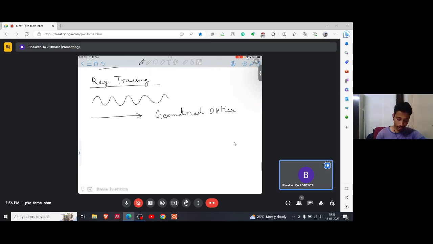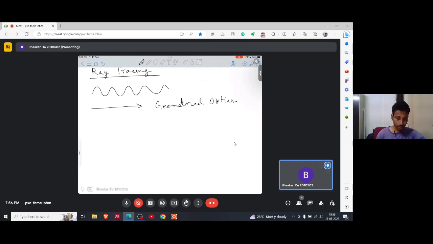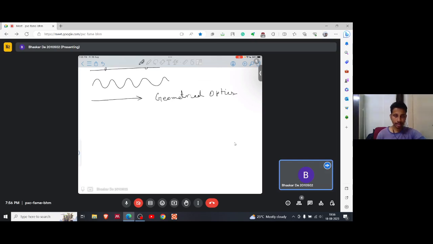So in order to understand ray tracing for a laser, if you have seen a laser beam in any lab or anywhere, even from a laser pointer, you can see that the laser beam always goes like this. For other light sources, the light spreads as it propagates through a medium, but for a laser it is always like a straight line. So that's why we treat the laser beam with geometrical optics.